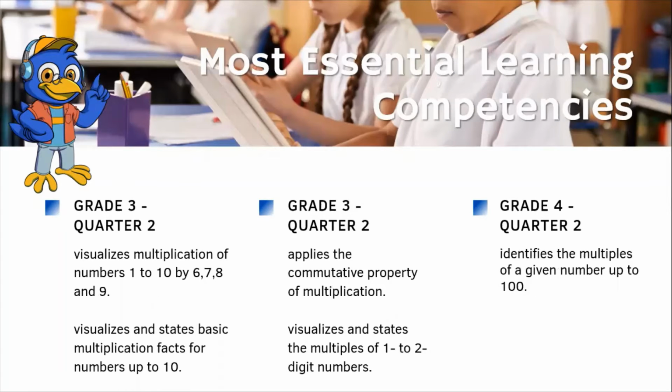And moreover, there are also most essential learning competencies in grade 3, quarter 2, such as visualizes multiplication of numbers 1 to 10 by 6, 7, 8, and 9. Also visualizes and states basic multiplication facts for numbers up to 10. And then also in grade 4, quarter 2, a learning competency is to identify the multiples of a given number up to 100.